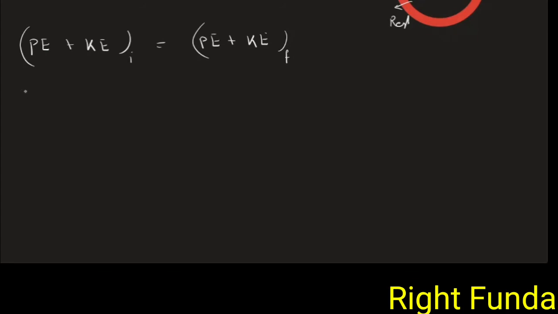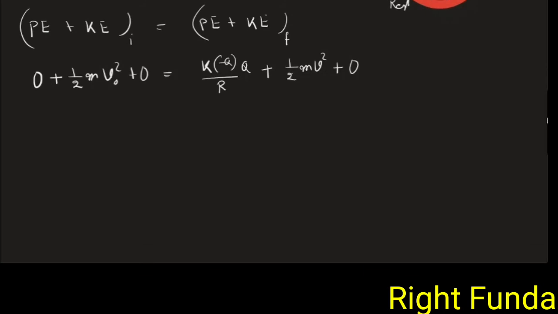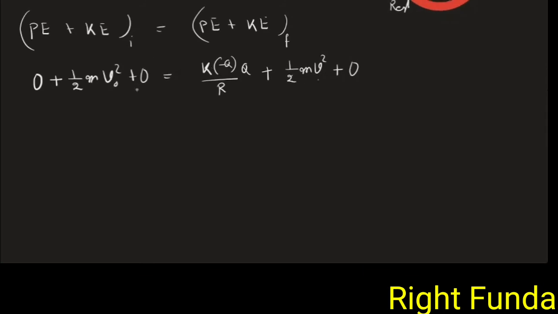Initially it is at a very far point, so potential energy was 0 and kinetic energy was half m v naught square, and the sphere's potential and kinetic energy are equal to 0. I write this equal to the potential at this point, which is k minus q by r, with the other charge q placed there, the electrostatic potential energy, plus half m v square of the particle and 0 for the sphere. The whole system we applied. So from this we have a relation between v and v naught, and we can substitute v and v naught.